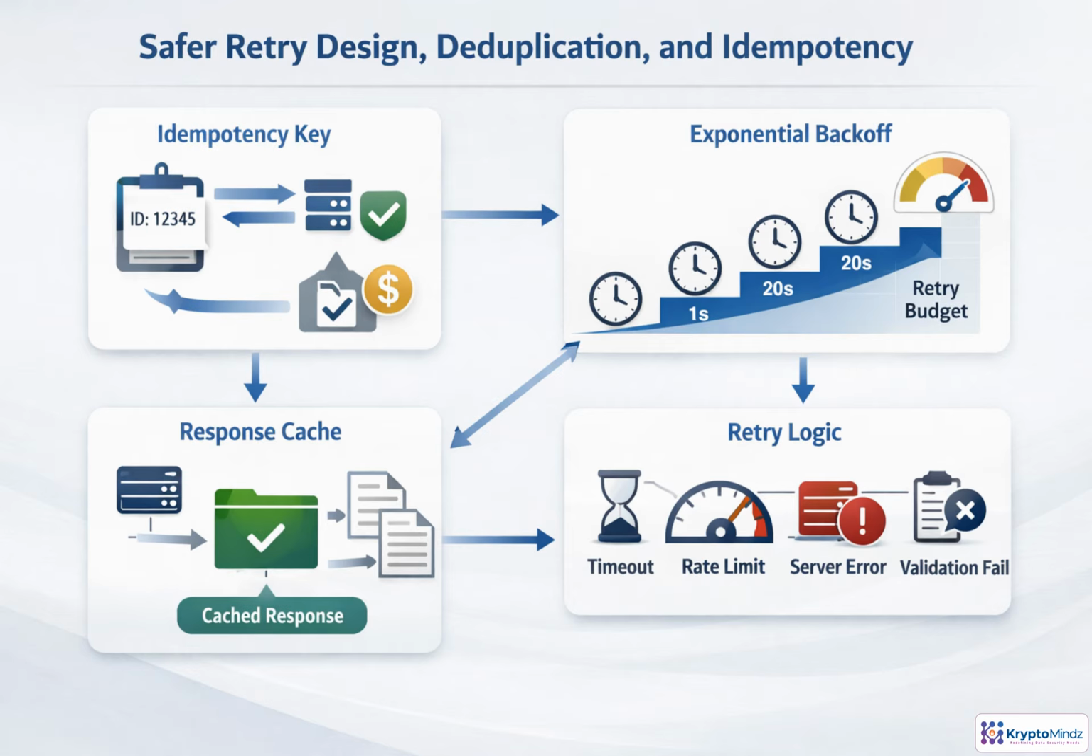A retry should be a controlled decision, not just "try again." Each logical request needs an idempotency key, so repeated attempts are recognized as the same operation rather than a new charge or action. Then classify the failure. Timeouts, rate limits, and transient server errors may be retriable. Validation failures usually are not. Apply a retry budget with exponential backoff, so pressure decreases instead of amplifying an outage. If a request already completed, return the cached response when appropriate. Safe retries improve resilience while preserving correctness.